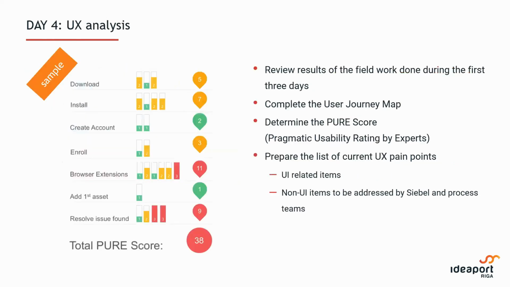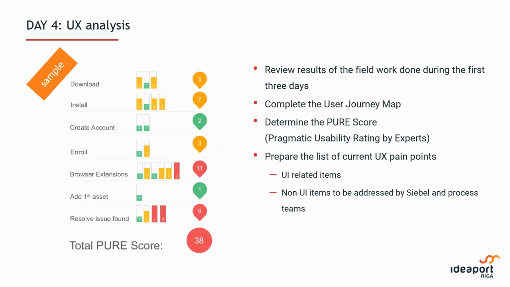Then what do we do in day 4? We again start applying different UX methods to come up with some recommendations. So first we all gather together and review the results of the field work we've been doing for the first 3 days. Now we have enough evidence and information to complete the user journey map. We use this method called PURE scorecard, which is basically giving you a score for the usability of a particular scenario, like the one we have tested. I will touch on it a bit later.